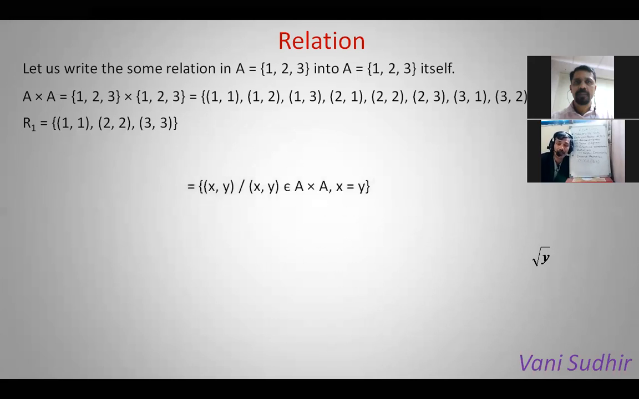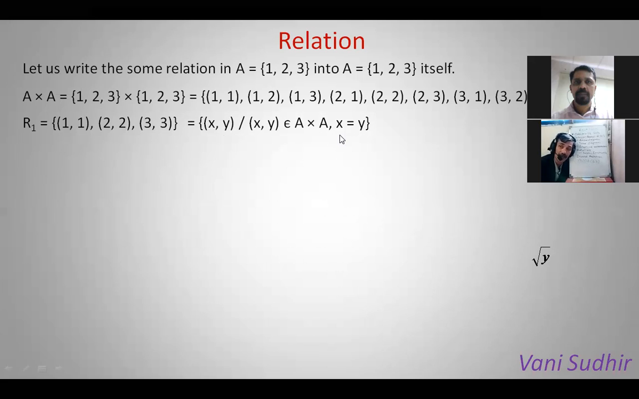We can write it in another form also that we'll call set builder form. We have to take ordered pairs x comma y such that this x comma y is in the Cartesian product A cross A. What kind of elements you have to take? We have to take elements whose first coordinate and second coordinate are equal. This is the formula, another way to write this relation. If you list the elements like this, it is called roster form. If you write the formula like this, it is called set builder form.